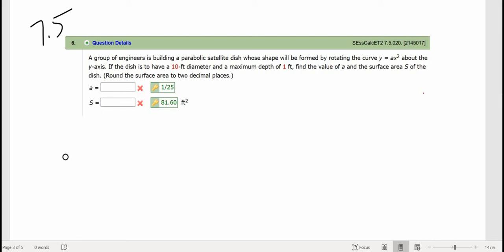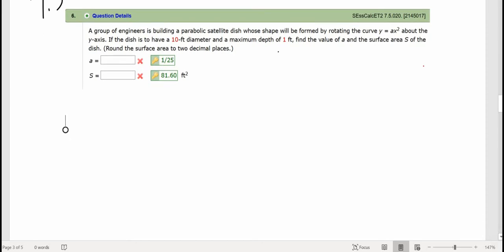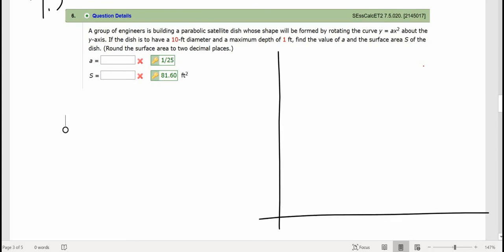This is number 6 from 7.5. We're building this parabolic dish, so we're rotating this parabola around, and our parabola, just this half of it, is going to look like so. But I know it's 10 foot wide, so this goes all the way out to 5, wherever we stop it.